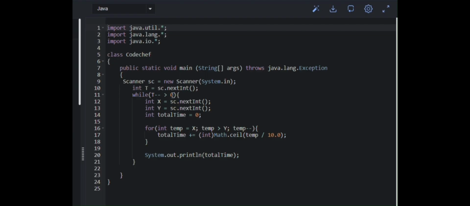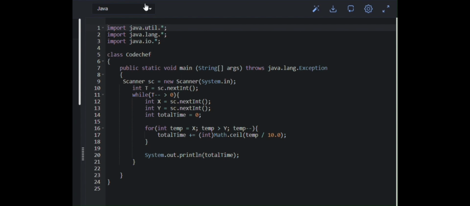Let's discuss the code. Here we have taken input t. For each test case we will take two inputs x and y and the variable total time, which will be our answer at the end. Now we'll be running a simple loop from current temperature equal to x while temperature is greater than y, and we will decrement the temperature. At each step we will add the ceiled value of temperature divided by 10 to our total time, and at the last we'll print our total time. So this was it for the second question.